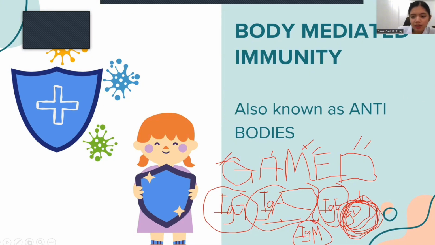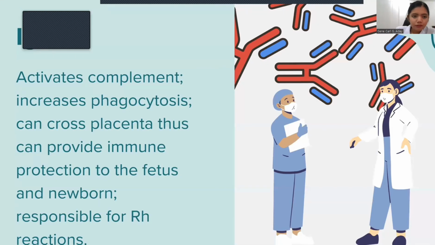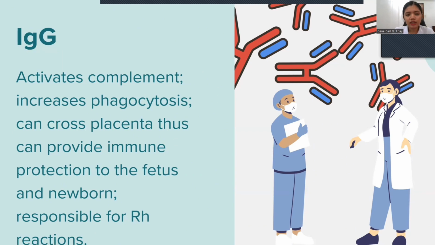makikreate or magsisilabasan yung mga symptoms ng allergy mo. And yung IgD naman, blurred pa siya, parang hindi pa clear yung function niya, pero may ambag din siya sa immune regulation, pero hindi pa siya clear because it's under investigation pa lang. So, yun yung 5 na antibodies. So, eto nga, yung sinabi ko kanina, which is yung IgG. If further explain lang natin because it is my topic. So, IgG activates complement, increases phagocytosis, can cross placenta, thus can provide immune protection to the fetus and newborn.